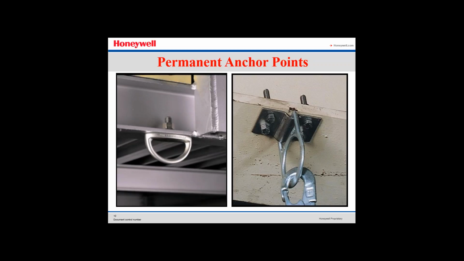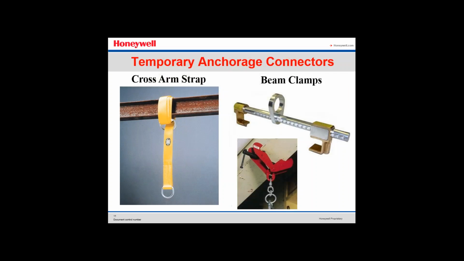So the device on the right-hand side here, those look like grade 5 hex head bolts on that one. My recommendation, if you're going to take it down and move it, is purchase new bolts and nuts and lock washers and everything else and retorque with the new ones. But that's a couple examples of the permanent. This page has three examples of temporary anchor connectors.